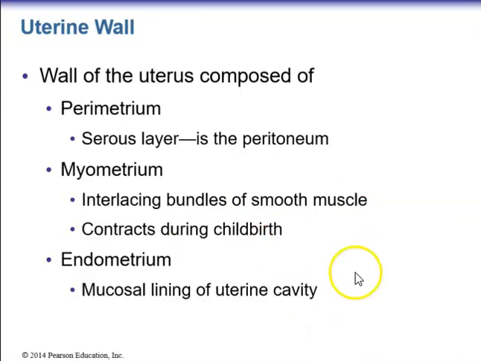And here are the layers of the uterus. We have that outer layer, which is the perimetrium, the serous layer of peritoneum. Then we have that middle muscular layer, the myometrium, which are interlacing bundles of smooth muscle. Smooth muscle is very important in contractions that allow for childbirth. And then we have that inner layer, the endometrium. Again, this is the mucosal lining of the uterine cavity. This is the lining that is shed once a month during menstruation.